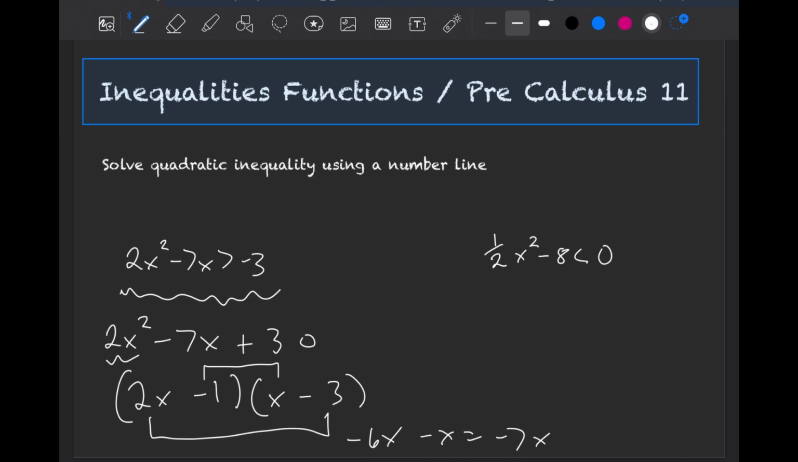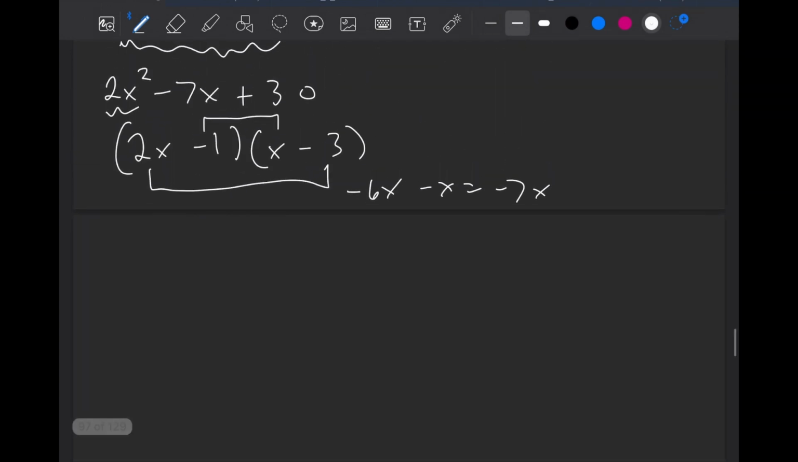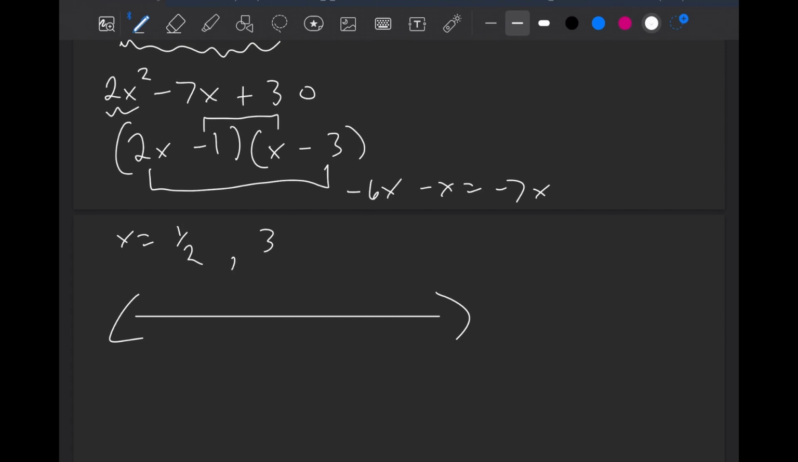I'm just going to make another page, make a number line, and set each of these equal to 0. So we would get 2x minus 1. When you set this equal to 0, you will get 1 over 2. And then the other bracket will be 3. So then you can put 1/2 and 3 on the number line.